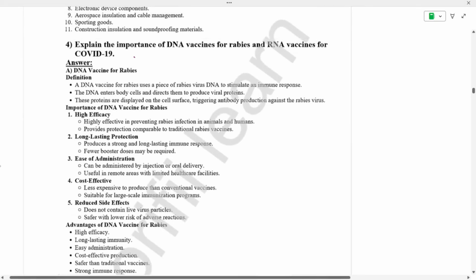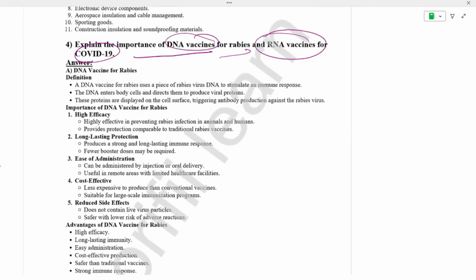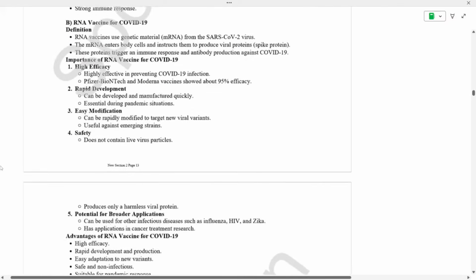Next is the importance of DNA vaccines for rabies and RNA vaccines for COVID-19. The DNA vaccine for rabies uses a piece of the rabies virus in order to stimulate the immune response. The immune response will be high, with high efficiency, long lasting effect, ease of administration, cost effectiveness, and reduced side effects.